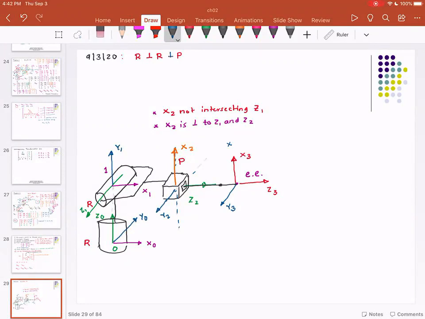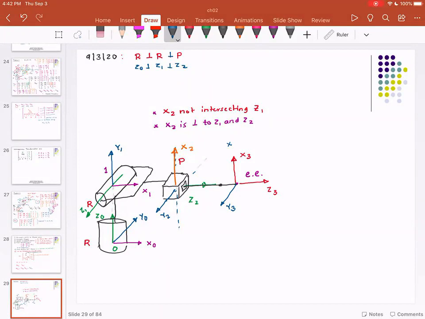And you're right in the sense that what you need to do is look at the direction of Z0, the direction of Z1, and the direction of Z2. Since Z0 is perpendicular to Z1 and Z1 is perpendicular to Z2, this is R perpendicular to R perpendicular to P.